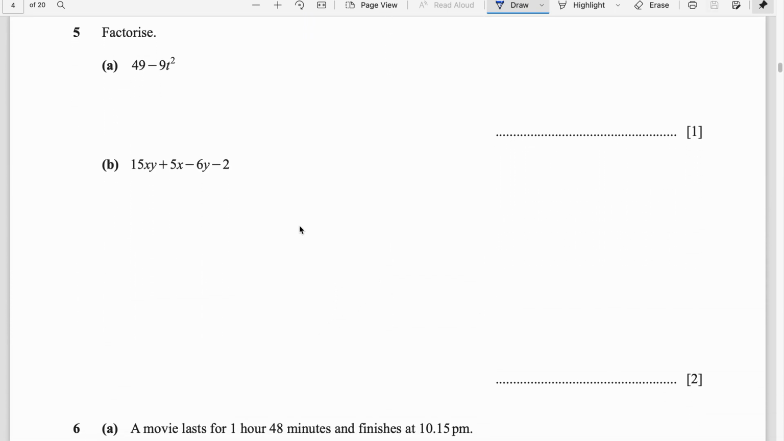Question number 5, factorize. So 7 square minus 3d whole square, making it a square minus b square, which is a plus b times a minus b.